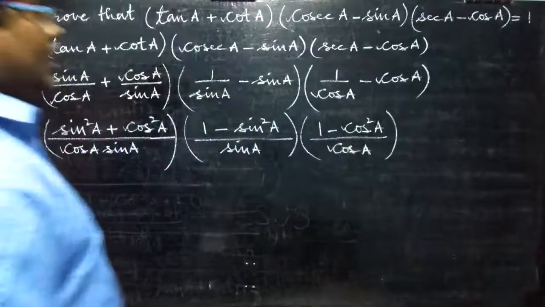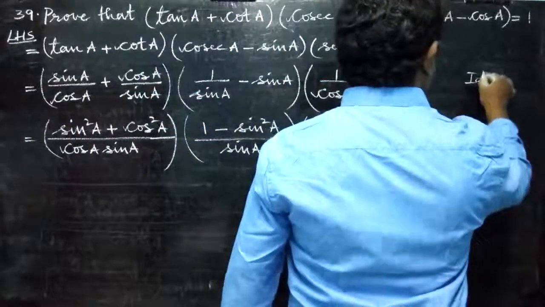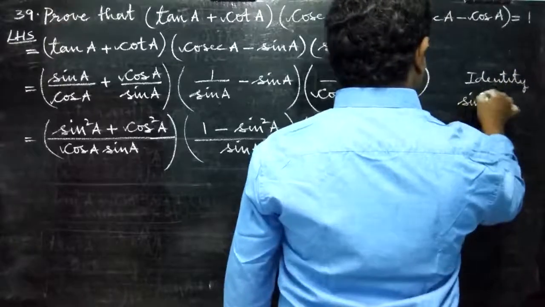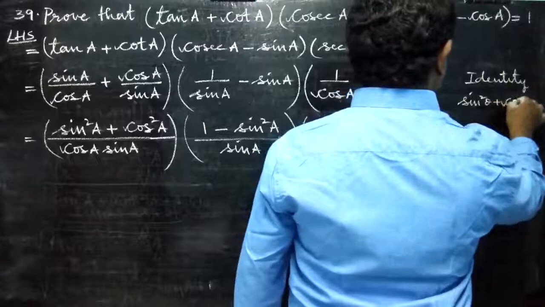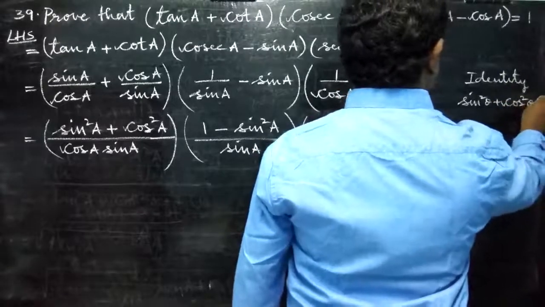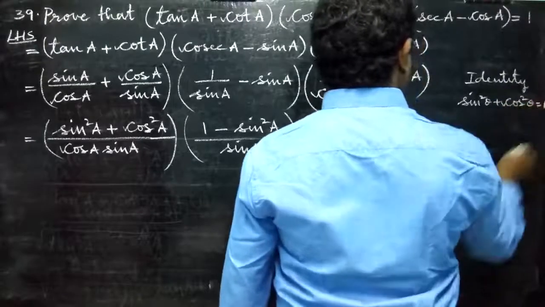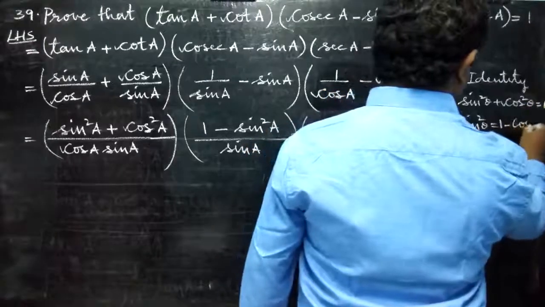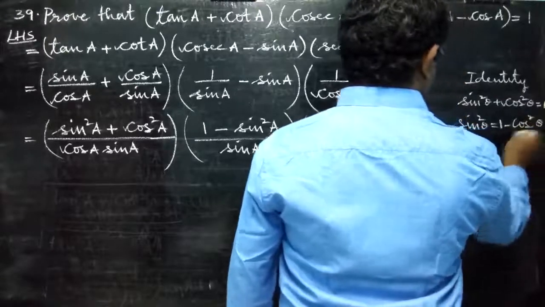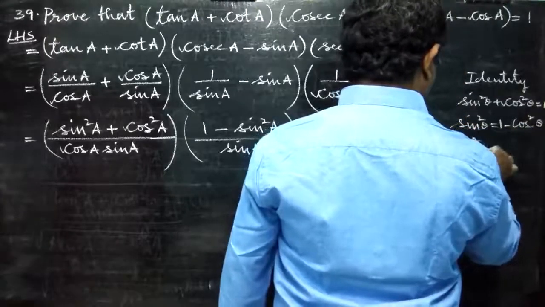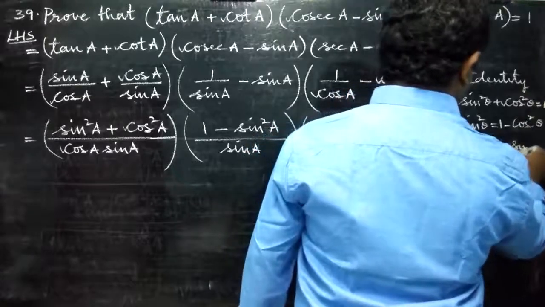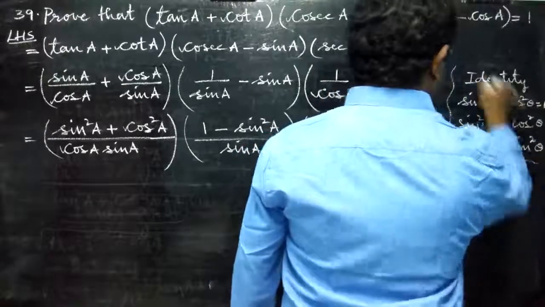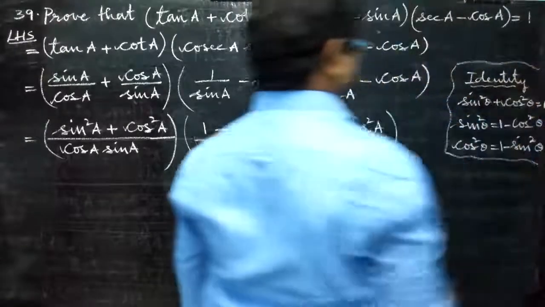Now here we are getting one identity. With one identity we are going to do all these problems. What is that identity? Sin square theta plus cos square theta is equal to 1. Sin square theta is equal to 1 minus cos square theta. Cos square theta is equal to 1 minus sin square theta. We have obtained all this from that identity. We are going to apply this identity.